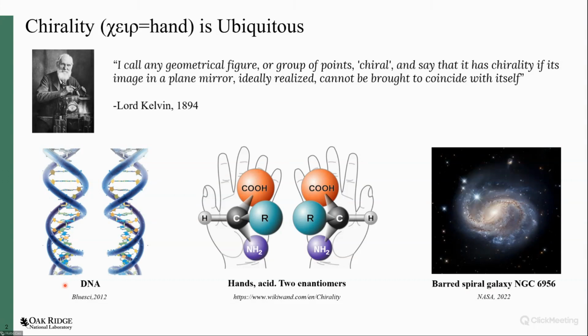There is no rotation or translation symmetry that can map one onto the other. You can orient your hand any way, but you will never be able to overlap your right hand onto your left hand or your left hand onto your right hand. That's the exact definition of chirality.